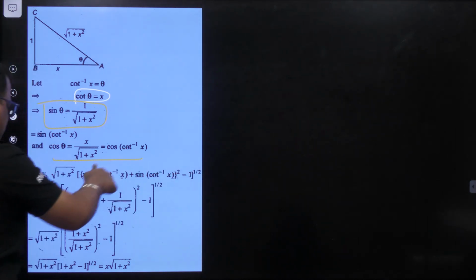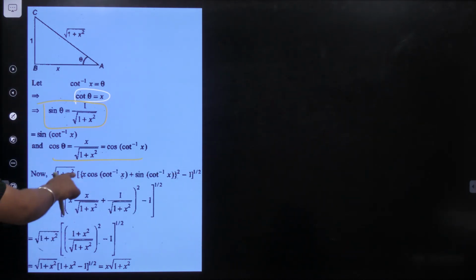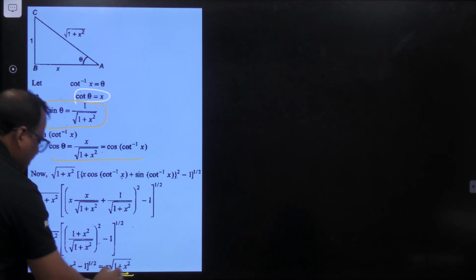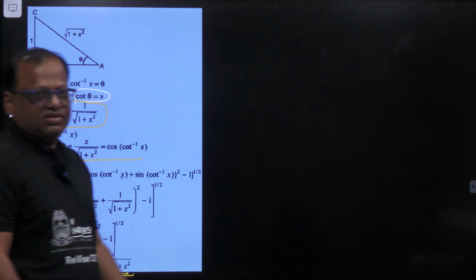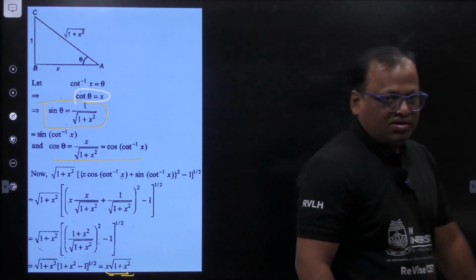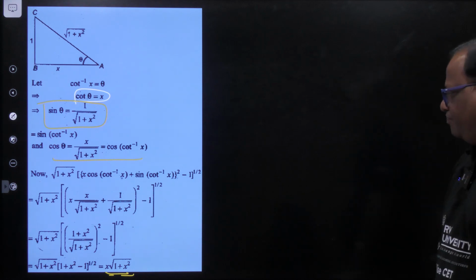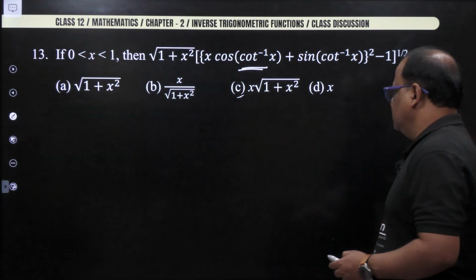Okay, so now root of 1 plus x square and this entire value is written as this. After simplifying, I'm going to get the answer as x into root of 1 plus x square. Okay, simplification process, have a look at it. By taking the LCM you have to do. The answer is option C.